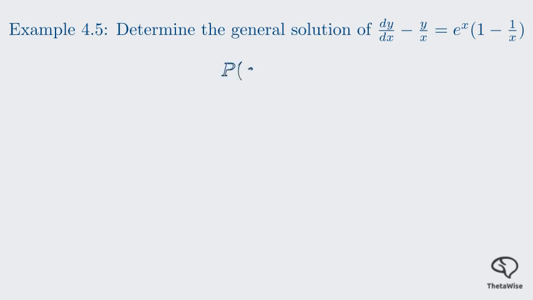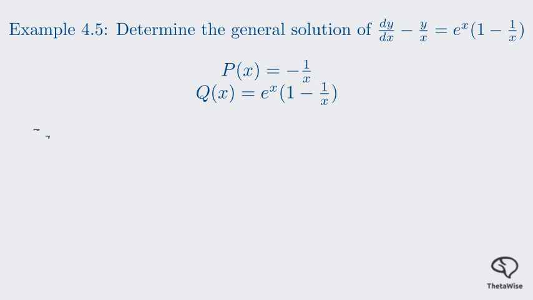Identifying P(x) and Q(x) is straightforward. P(x) is the coefficient of y, which is negative 1/x. Remember to get the negative sign. Q(x) is everything on the right-hand side, e to the x times 1 minus 1/x. Step 2, integrating factor. Let's find the integrating factor.